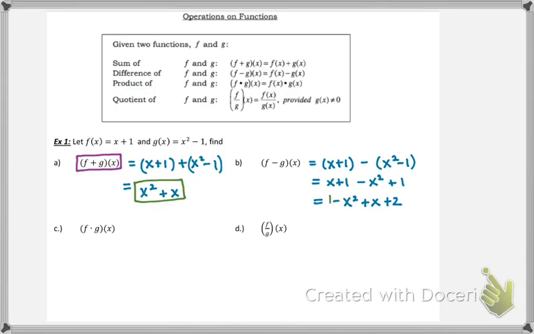So then, rewriting this into standard form, I have negative x squared plus x plus 2, and this is my new function, which I'm going to call, instead of calling it a new name like h of x, I'm calling it f minus g of x, as a result of subtracting g from f.